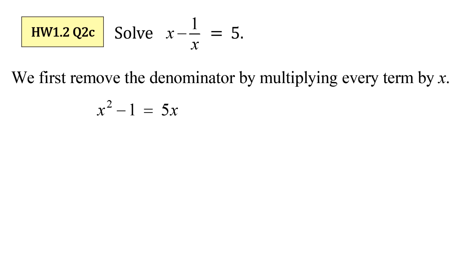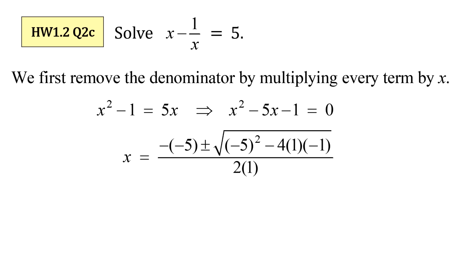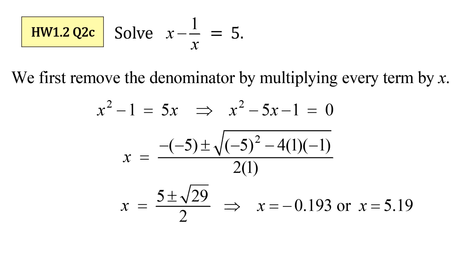Now we see that we have a quadratic equation, and what needs to be done is to shift all terms to one side with the right-hand side equal to 0. Knowing what the a, b, and c coefficients are, we substitute them into the equation x equals minus b plus or minus the square root of b squared minus 4ac, over 2a. We simplify and we give the answers to three significant figures.